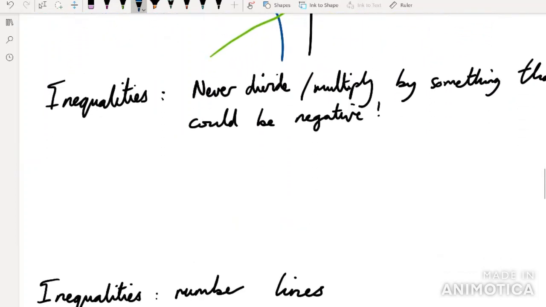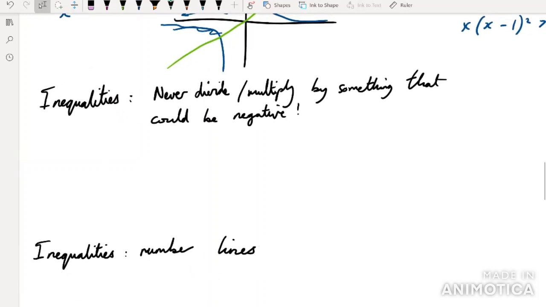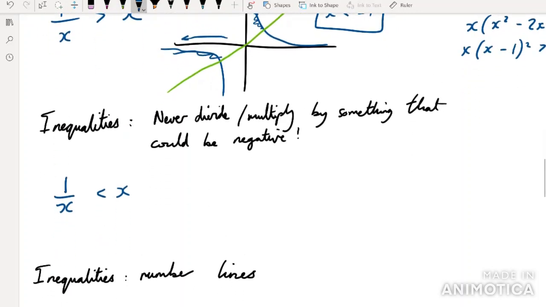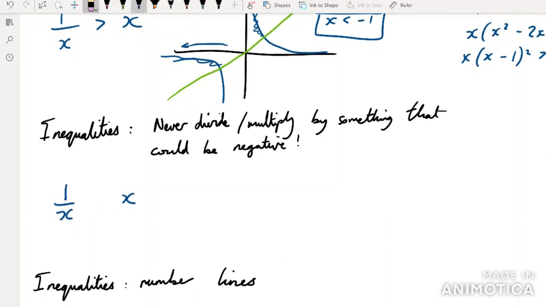which nicely brings us on to the next point. Never divide or multiply by something that could be negative. So, previous question, why did I say 1 over x is greater than x? Why didn't I just do this? Surely then 1 is greater than x squared.